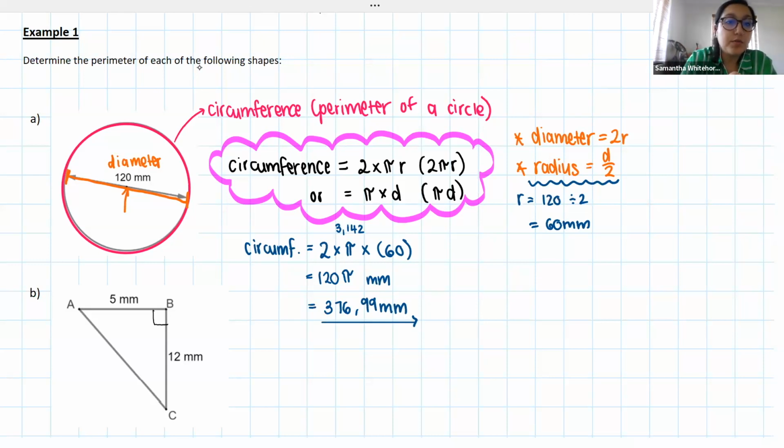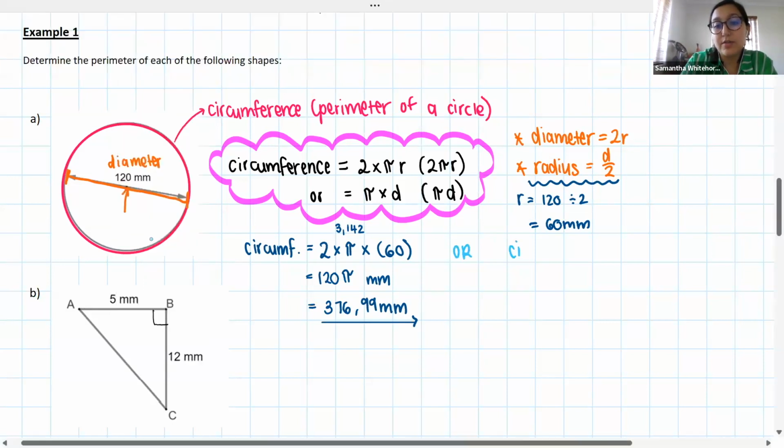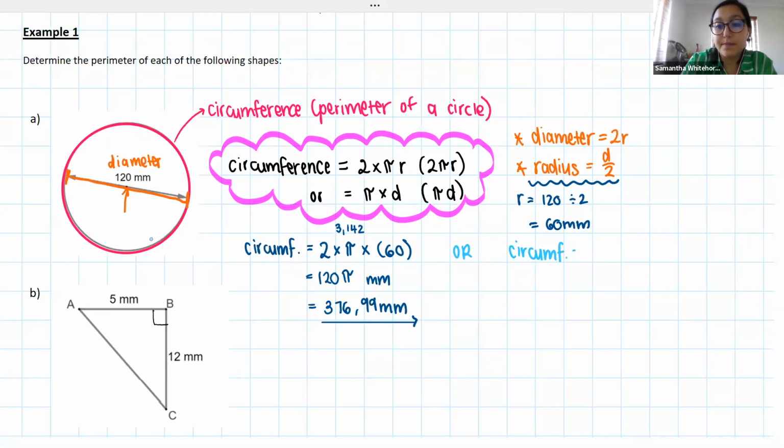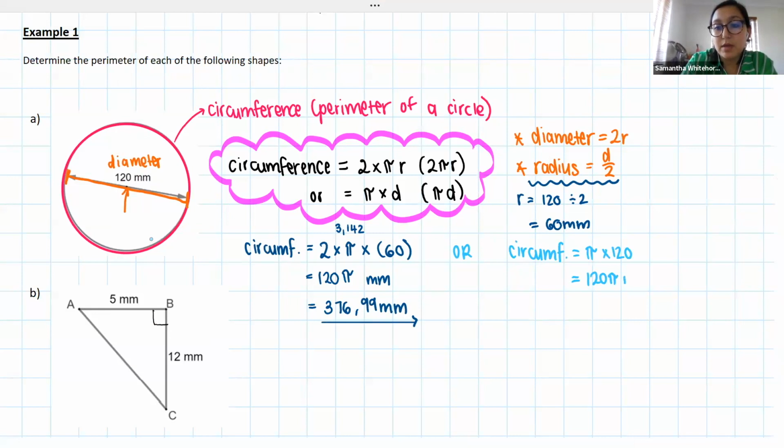If you don't want to use Formula 1, which again is absolutely fine, and you would rather use the circumference is equal to pi times diameter, you get exactly the same answer. So pi times my diameter, which we know is 120, because that's what we were given, we get 120 pi millimeters, which is exactly the same thing that I got in the other method. So it's exactly the same.